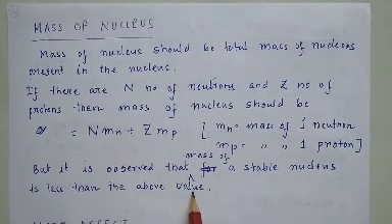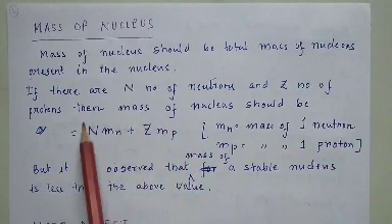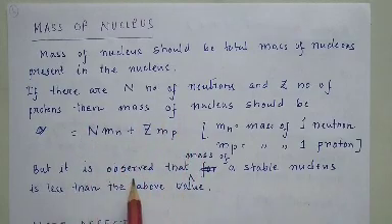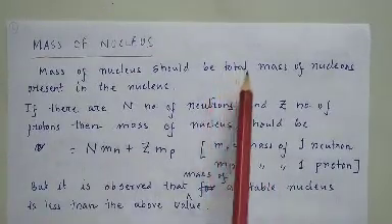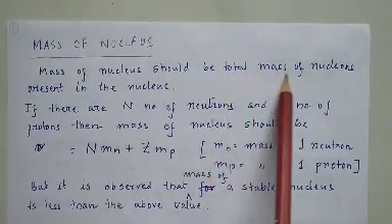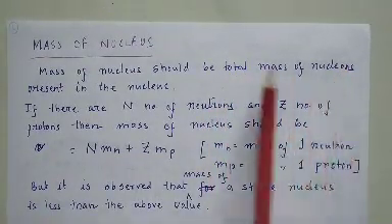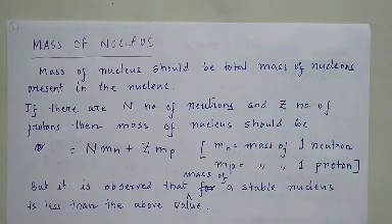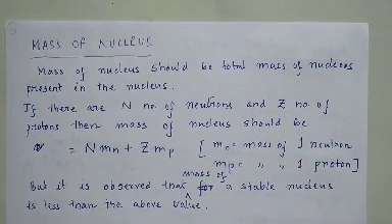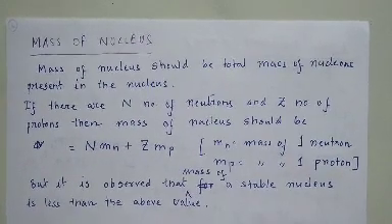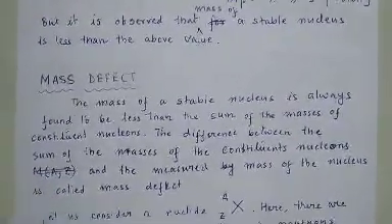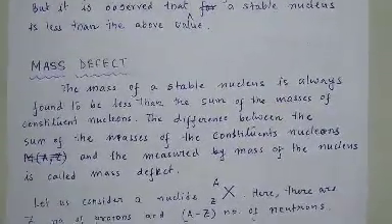But it is observed that the mass of the stable nucleus is less than this above value. That is, mass of a stable nucleus is less than what it should be if we consider the total mass of all the nucleons present in the nucleus. So some amount of mass has disappeared. So what has happened to that mass? So the amount of mass which has disappeared is called mass defect.